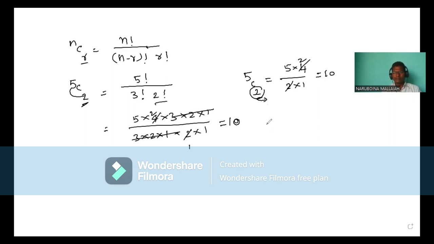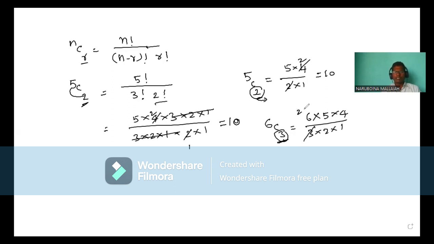Next, one more example. Suppose you want to find out 6C3. So first write 6, starting from 6, in descending order. Here 3 is the base, so 3 means only 3 terms we have to write in the numerator: 6, after 6 comes 5, 5 after 4. And then the base is 3, so start with 3 and write in descending order, 3 into 2 into 1.